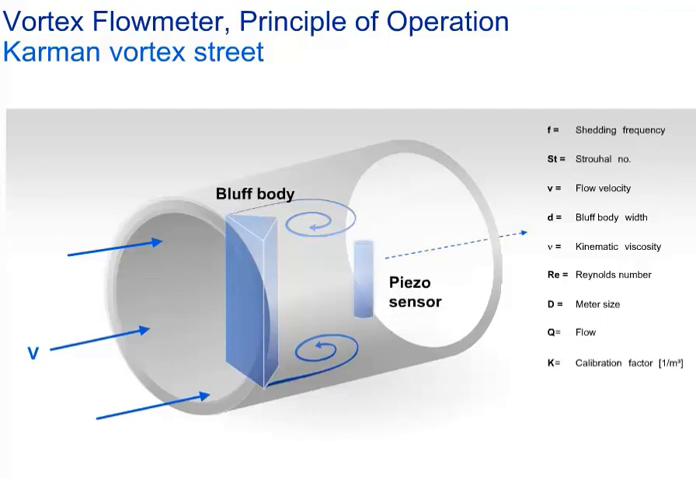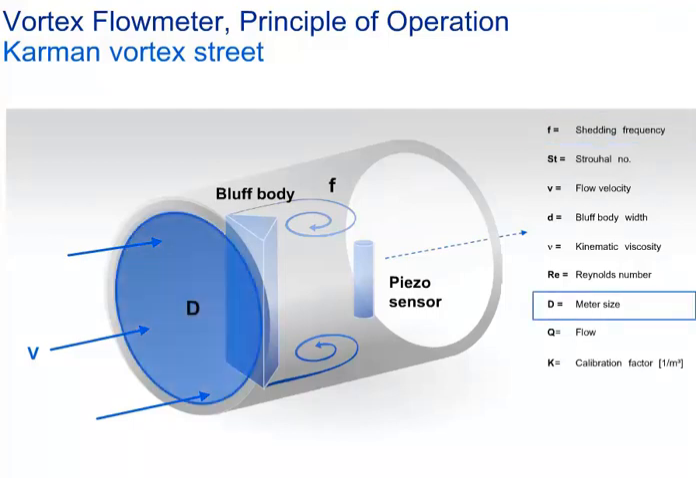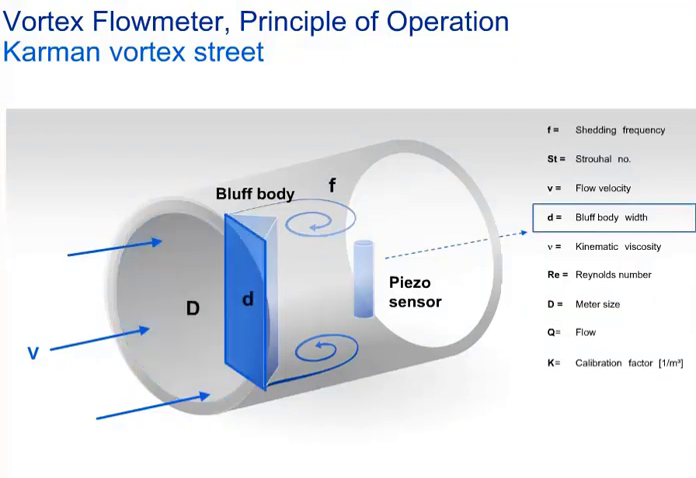Many vortex flow meter suppliers install a separate sensor unit behind this bluff body to detect the frequency of the vortices, whereas other suppliers install the sensor element directly in the bluff body. The delivered frequency depends on the ratio of the pipe diameter, D, and the bluff body width, small d, at a constant volume flow.